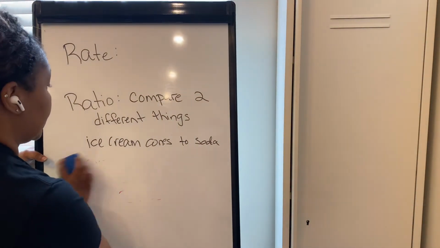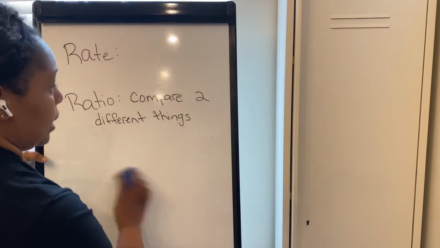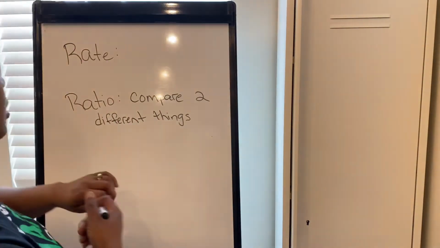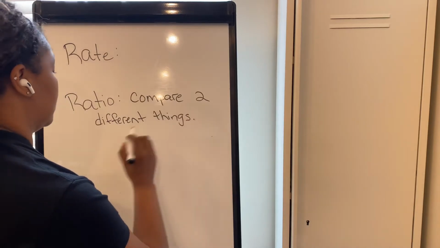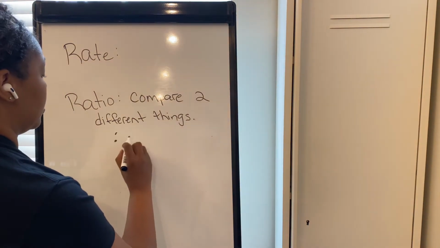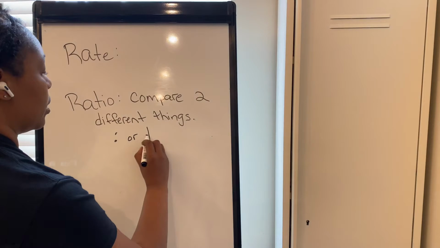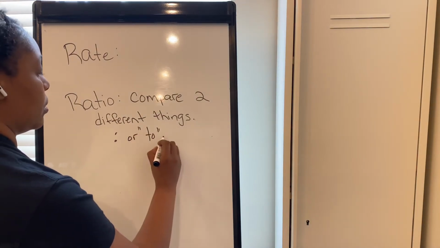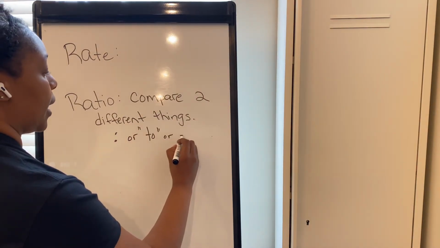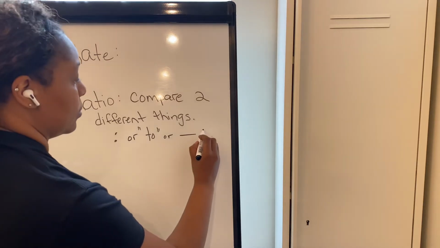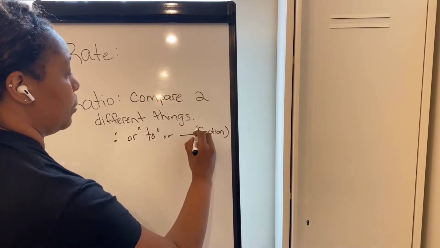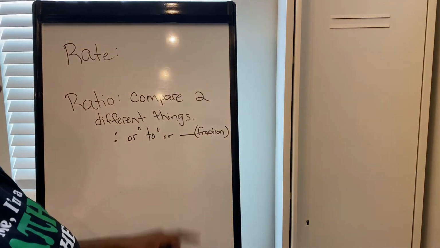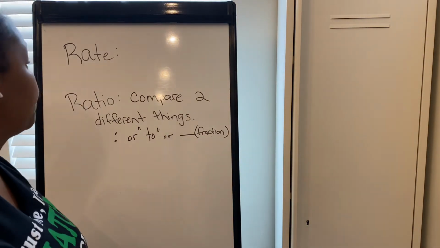I'm going to erase our example. And down here, I'm going to say we write it as a colon or the word "to" or as a fraction. And this means fraction. Okay? That's our fraction bar. Okay?